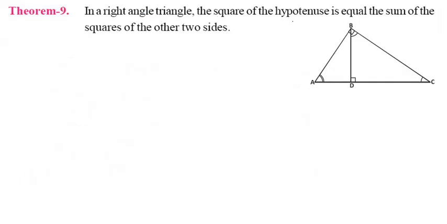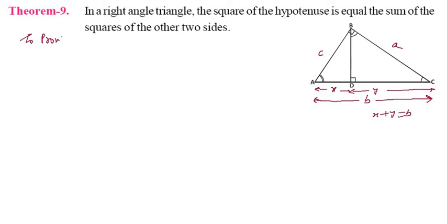In a right angle triangle, the square of the hypotenuse is equal to the sum of the squares of the other two sides. So you can see here the hypotenuse on the angle B. So this side is called B. You have to write B. And the small a, opposite of the capital angle A, is the small a, and opposite of C is the small side c. Let AD be X and DC be Y. As you know, X plus Y will be B. So now to prove, what will be proved? That is B square is equal to A square plus C square.